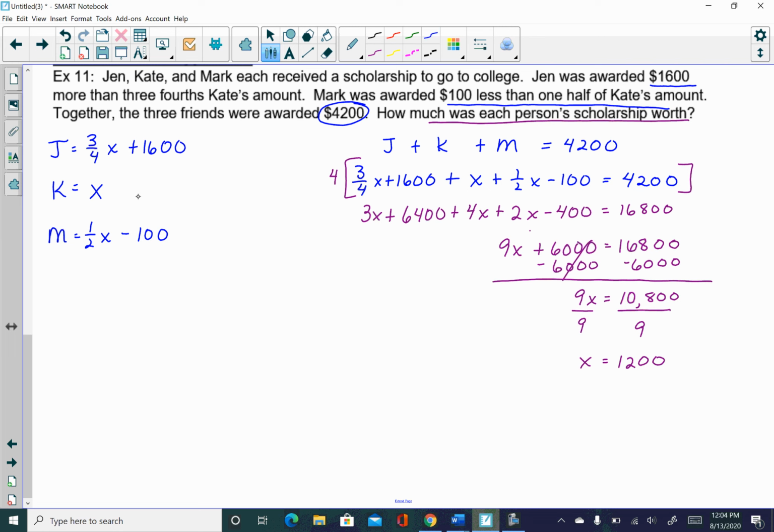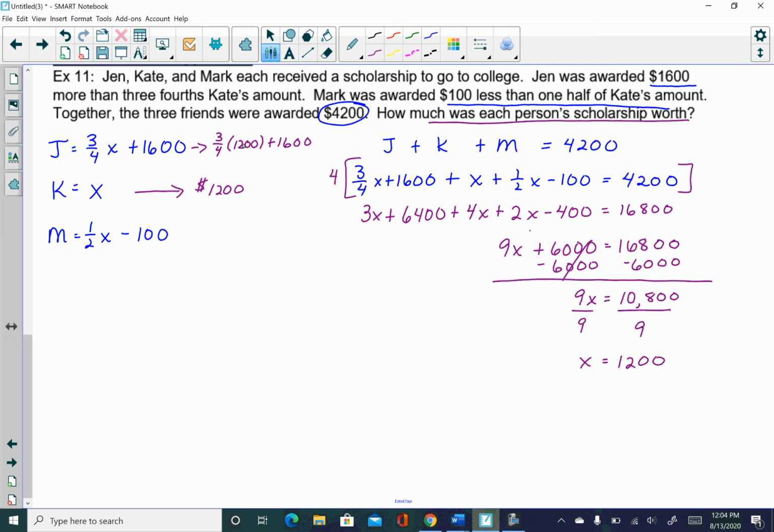So at this point, that 1,200 represents who? Hopefully you would agree, since 1,200 is x, Kate's x, we now know that Kate was awarded a $1,200 scholarship. That's her amount. To figure out Jen's, in place of x, I've got to put in 1,200, so I've got 3/4 times 1,200 plus 1,600.